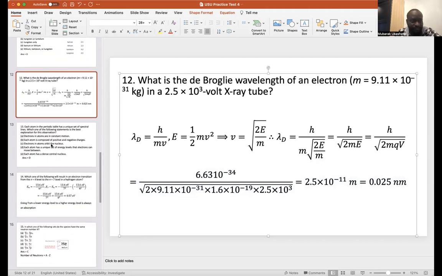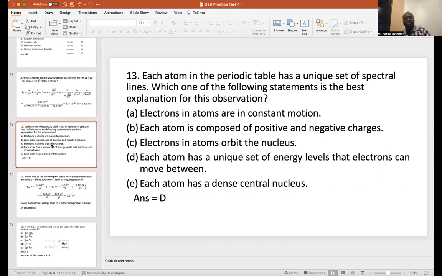Okay. Question 13: each atom in the periodic table has a unique set of spectral lines. Which one of the following statements is the best explanation for this observation? So electrons and atoms are in constant motion.